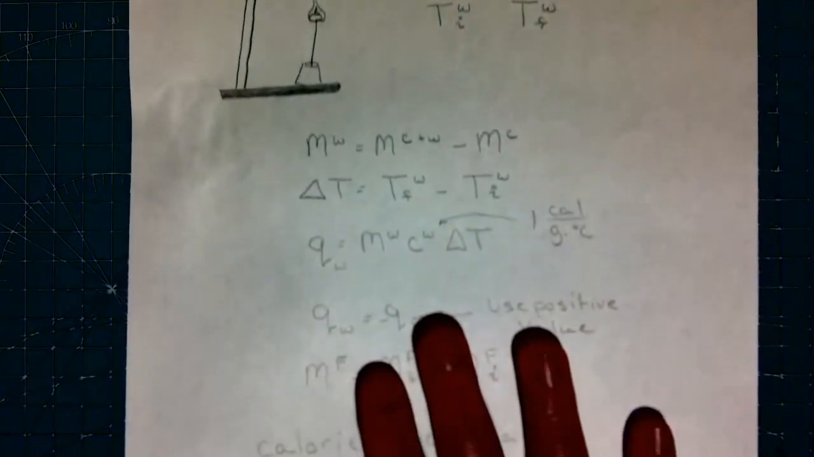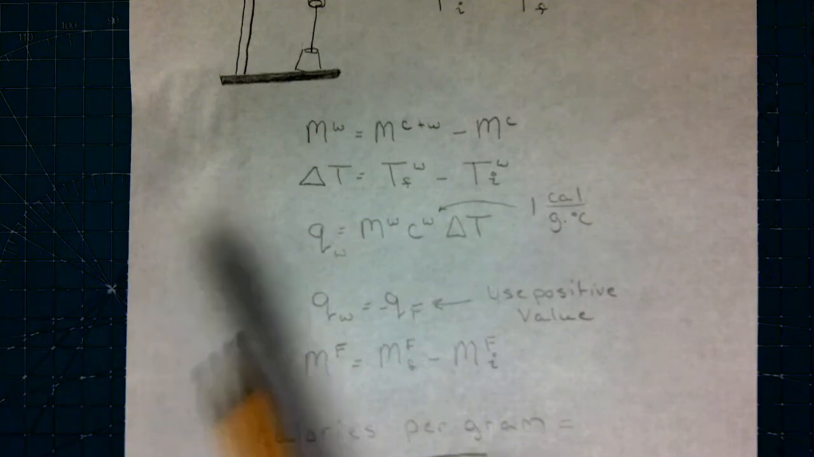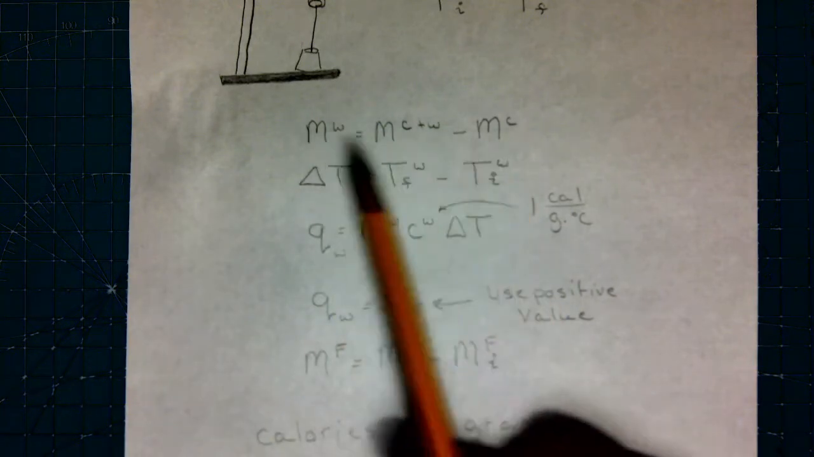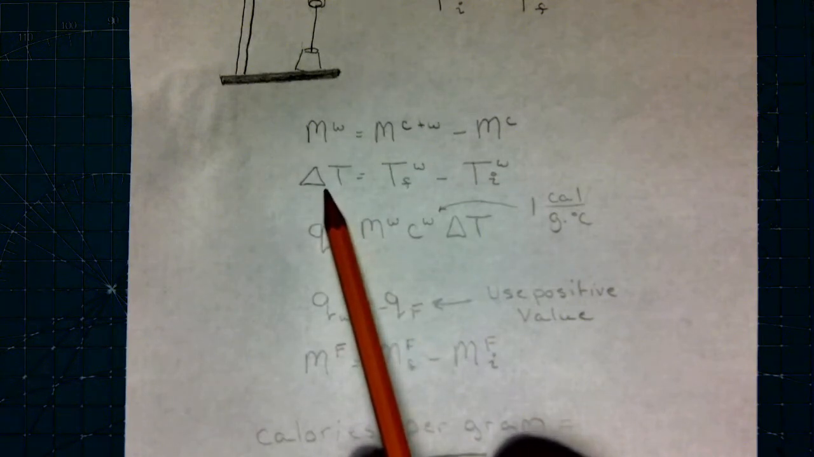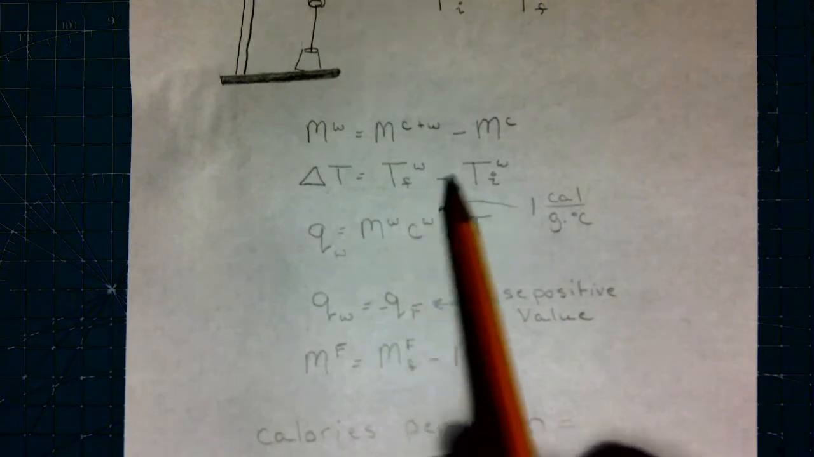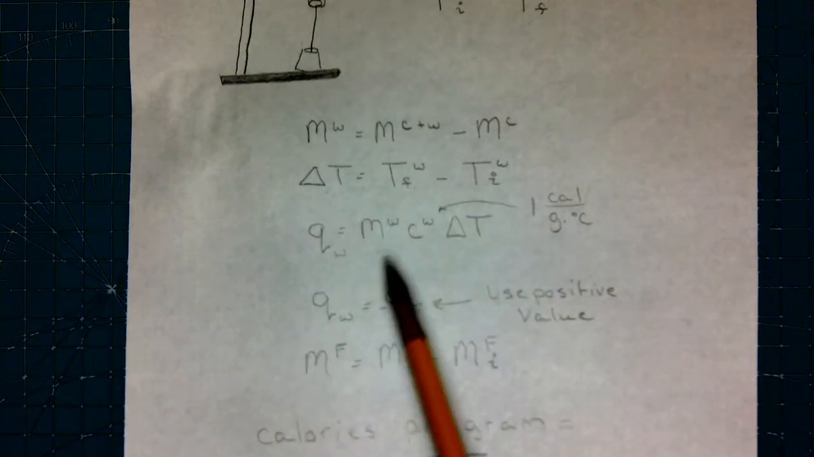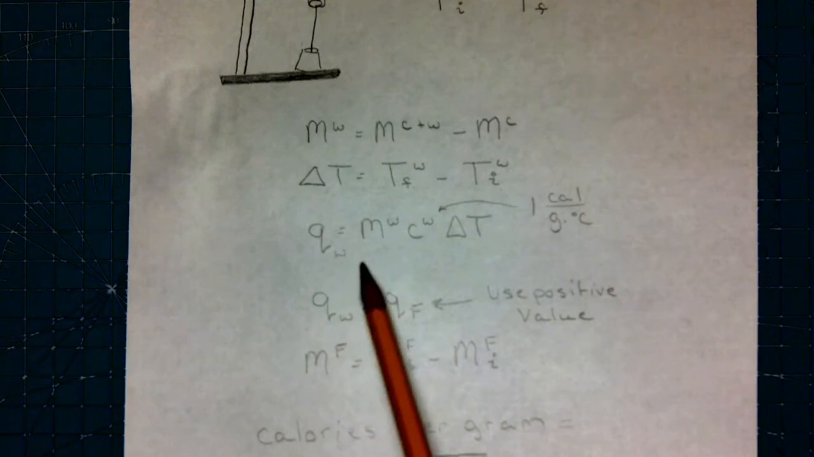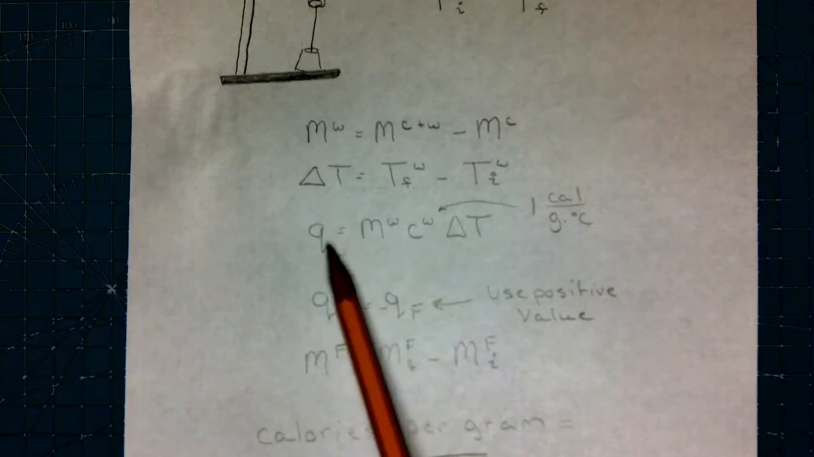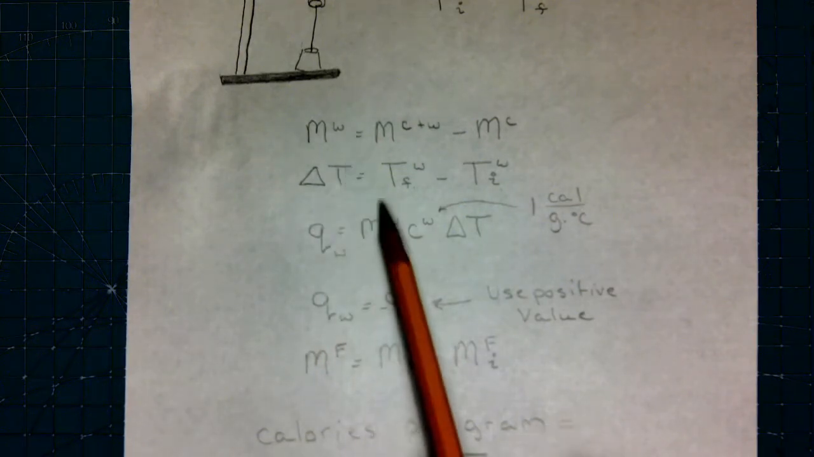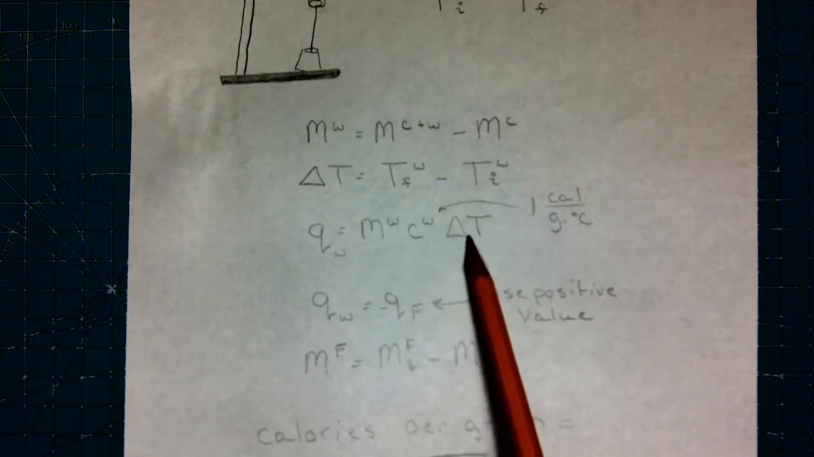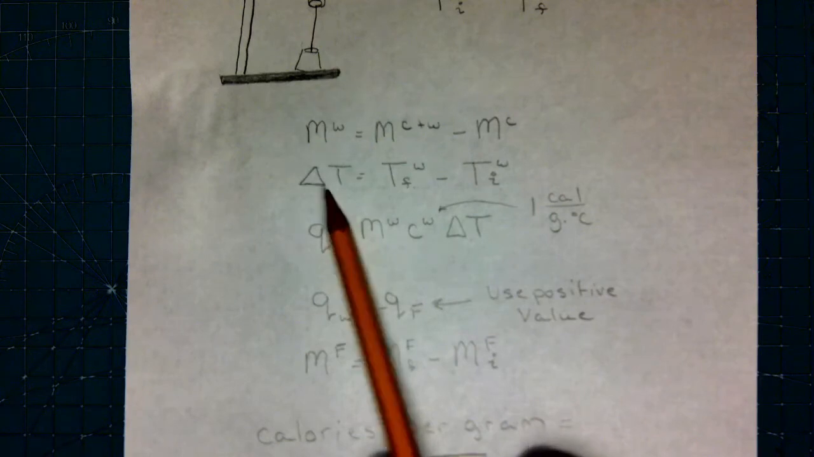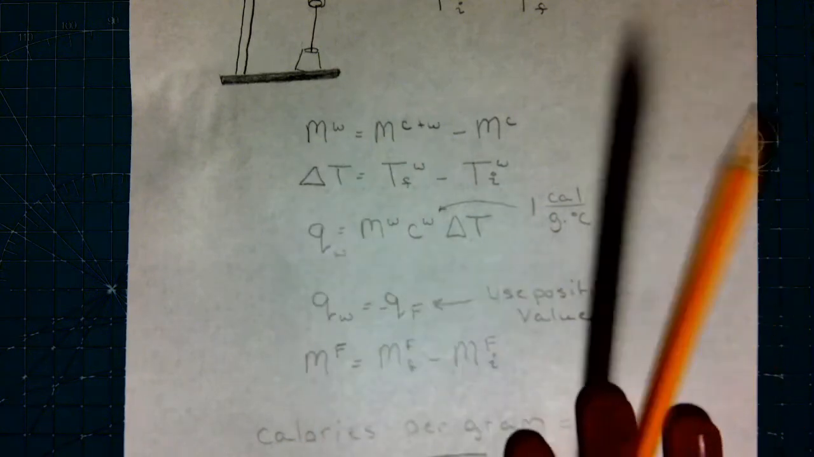So first we're going to find the mass of the water using our massing by difference here. We're pretty comfortable with that at this point. We're going to figure out the delta T for the water by taking the final temperature minus the initial temperature. We're going to calculate the heat that the water gained by taking the mass times, again, that 1 calorie per gram degree Celsius times this temperature change.